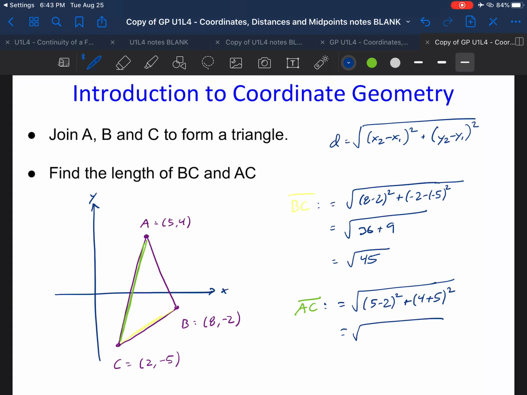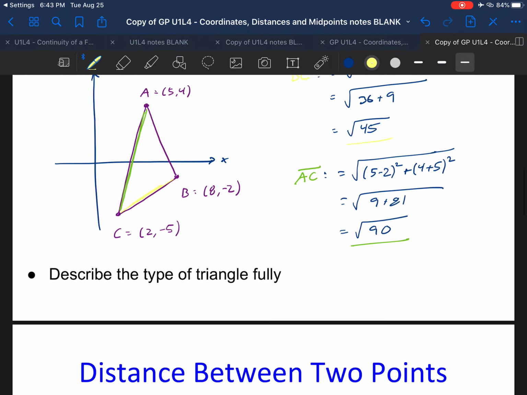All right, what does that equal to? Well, 5 minus 2 is 3. 3 squared is 9. 4 plus 5 is 9. 9 squared is 81. So this AC length is going to equal the square root of 90. Okay, so that's AC. And where's my yellow? Root 45 is BC.